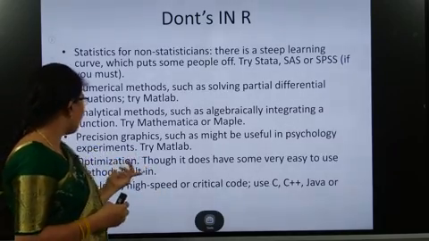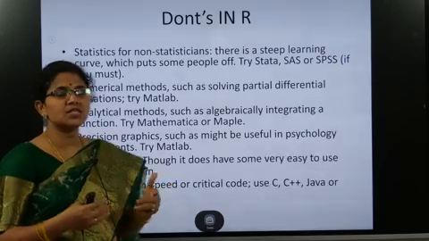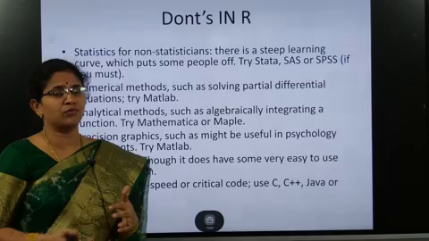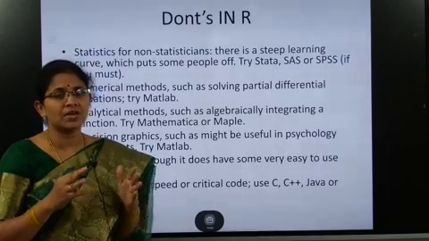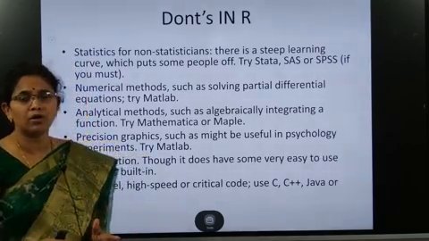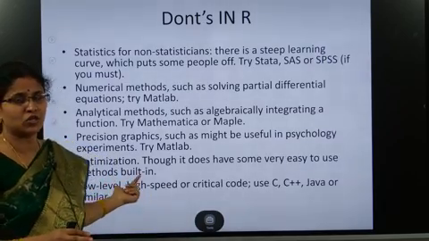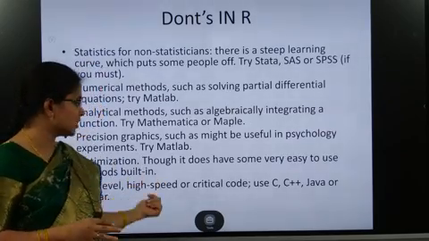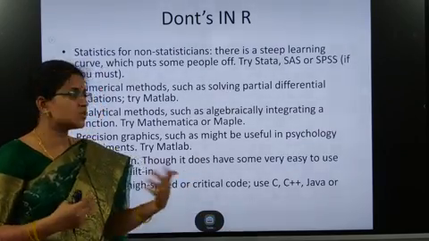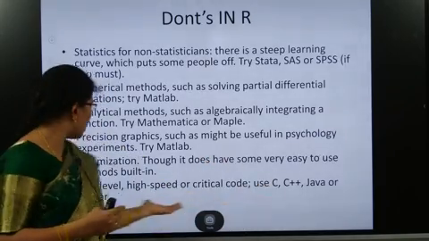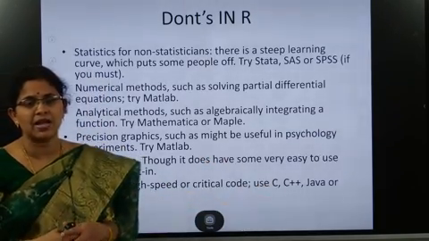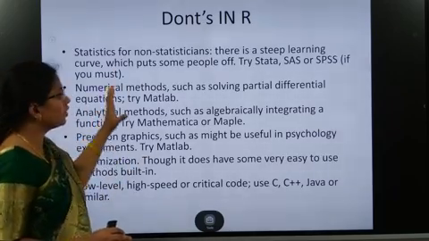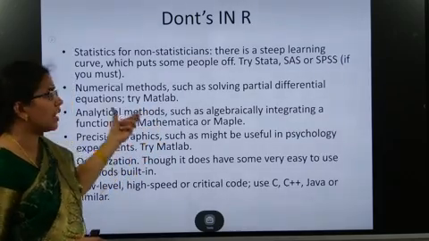And the next one is optimization. Optimization means finding the best result and maximizing the result you are searching for. In such cases, R is not at all suggestible. It is better to avoid R for optimization. And the next one is low-level mechanisms, high speed or critical code. It is better to use C, C++, Java or similar programming languages, but R is not suggestible. So here you can see the don'ts in the R programming language.